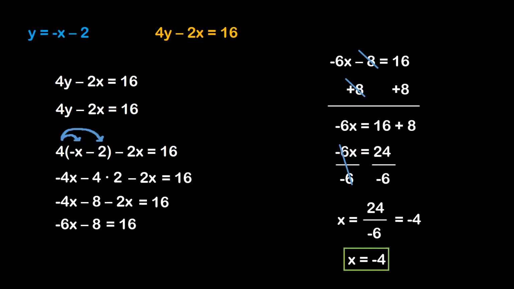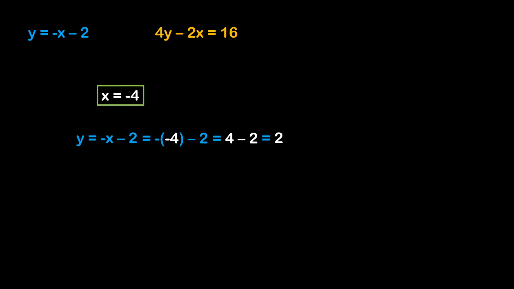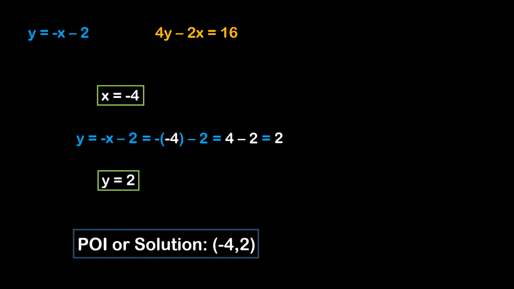And again, all we have to do is substitute x is equal to negative 4 into either one of the equations. So I'll substitute x is equal to negative 4 into y is equal to negative x minus 2. That means that x is replaced by negative 4, and you're left with negative negative 4 minus 2. That is 4 minus 2, which is 2. So we have y is equal to 2. For x is equal to negative 4, y is equal to 2. Therefore, our point of intersection, or solution, is (negative 4, 2). And that is our final answer.